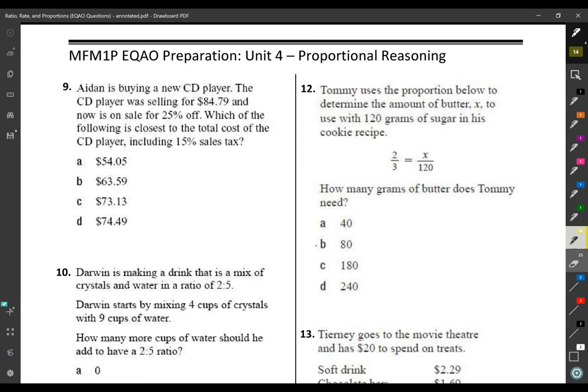So question 9 says, Aiden is buying a new CD player that's selling for $84.79. And the CD player is now on sale for 25% off. Which of the following is closest to the total cost of the CD player, including 15% sales tax? So this question actually has 2 parts to it. The first part is finding the sale price. Okay. And the second part is finding the after-tax price.